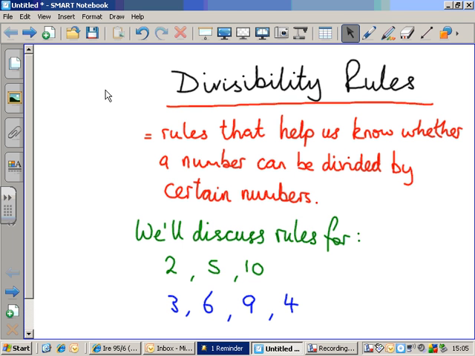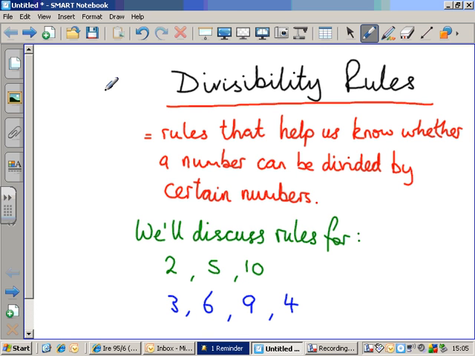Divisibility rules. Divisibility rules, it says here, are rules that help us know whether a number can be divided by certain numbers. And we're going to discuss rules here for the numbers 2, 5, 10, which I think you'll already know. And then rules for the numbers 3, 6, 9, and 4.